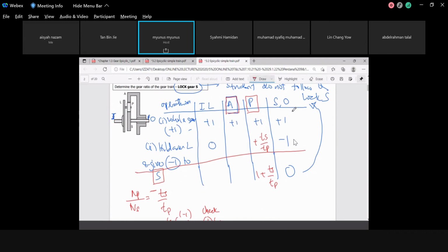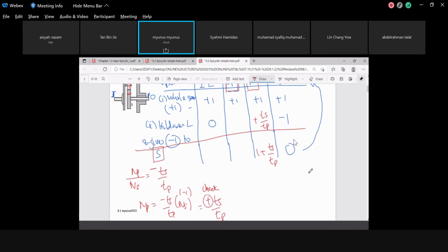How do we say S is negative 1? So this one is negative, and P will be positive. Correct or not? Correct. Do you understand me or not? Yes or no? Yes, okay. Okay, doctor. We move on.